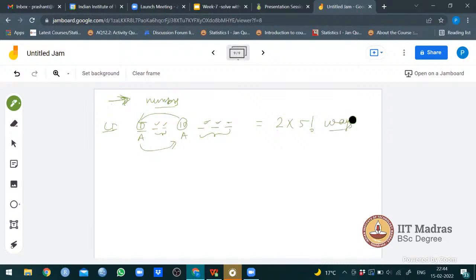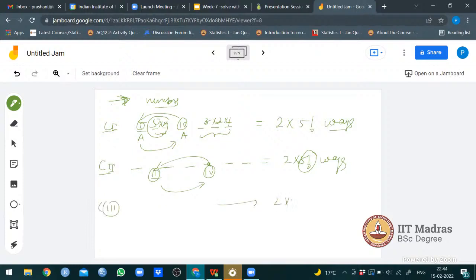Got it? Similarly, for case 2, suppose your alphabet is at the 2nd place and at the 4th place, it can be done again in 2 into 5 factorial ways. 5 factorial is for numbers, because here numbers you can arrange 5 into 4, here 3 into 2 into 1. Are you getting my point? Similarly case 3, it will be again 2 into 5 factorial. Similarly case 4, it will be again 2 into 5 factorial, right?